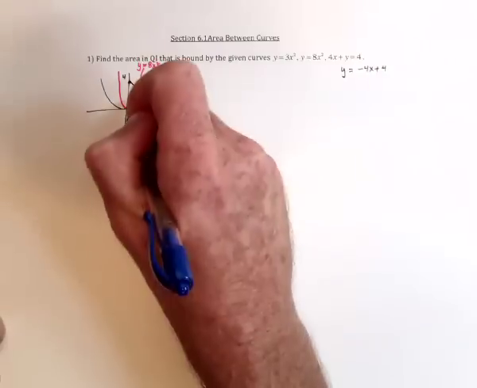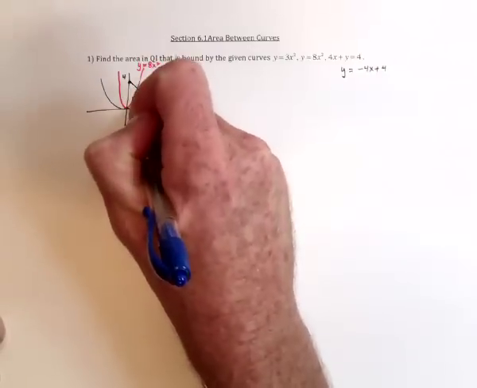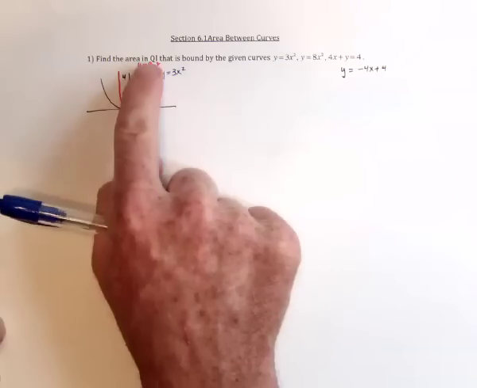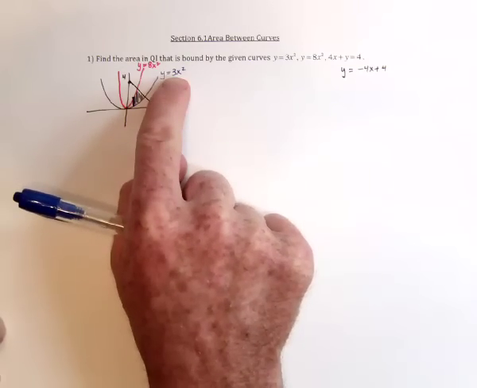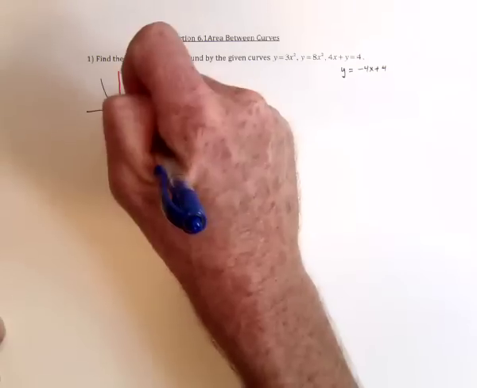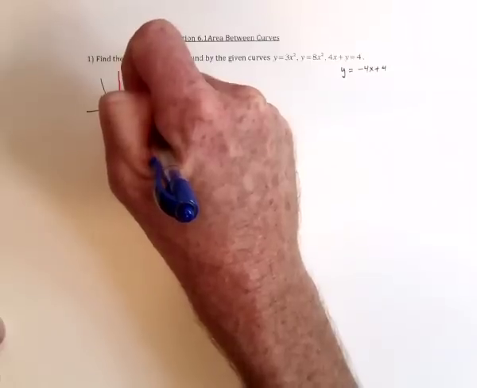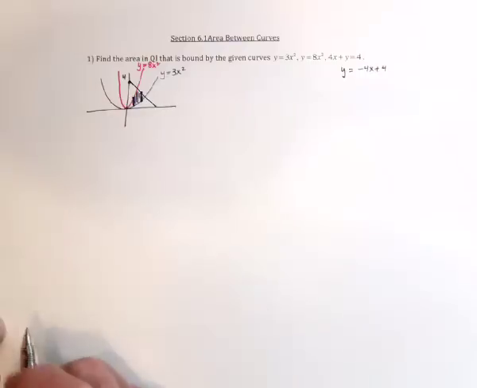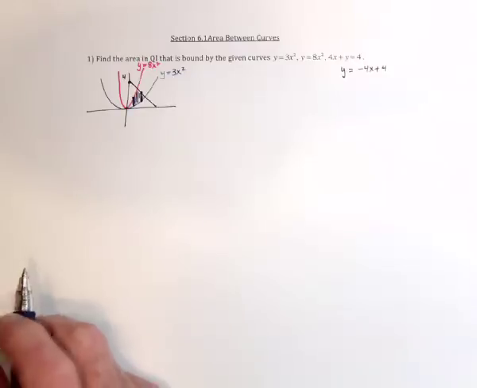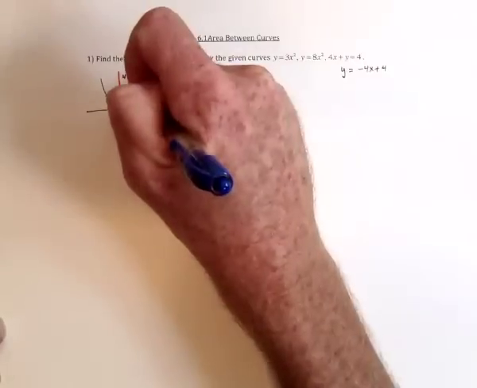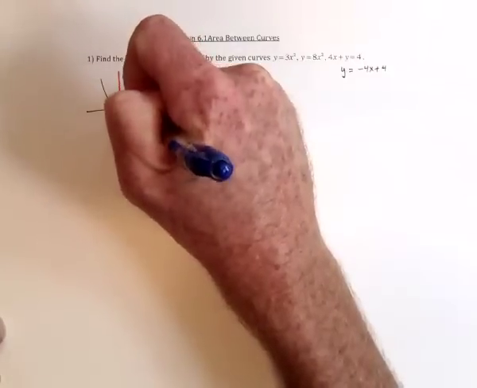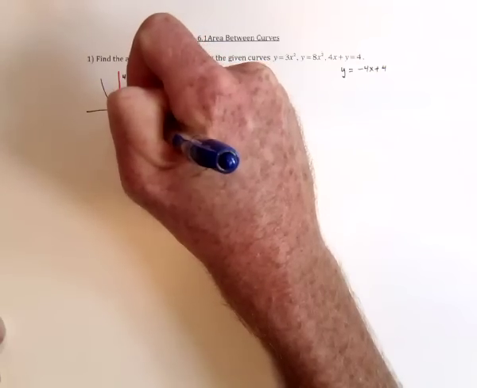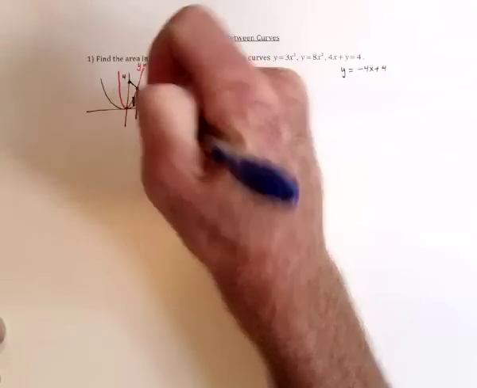Well, when you're here, that means it's the red parabola versus the blue parabola. So it's going to be 8x squared minus 3x squared. But by the time we get over here, it's going to be the line minus the blue parabola. So we're actually going to have to break this into two integrals, and they are going to be split right here, where the line and the parabola meet.